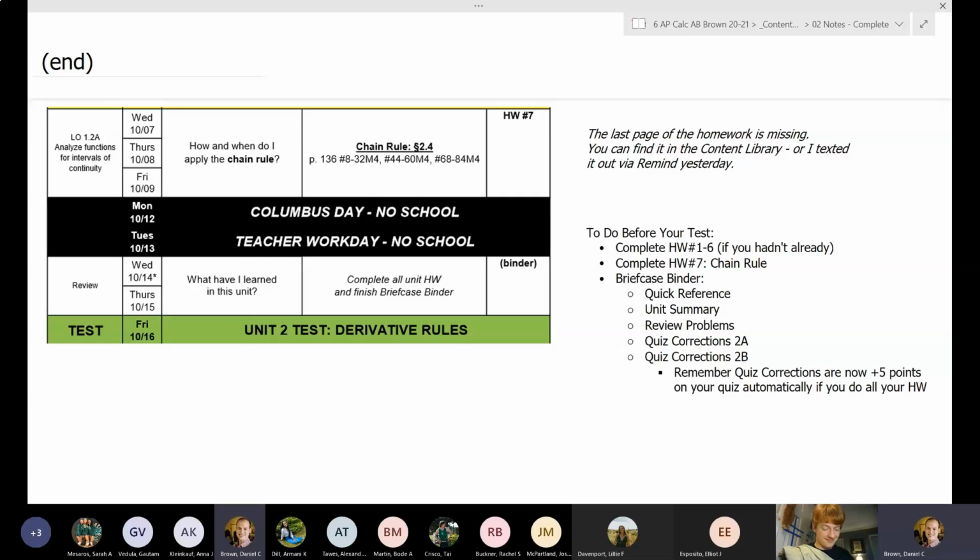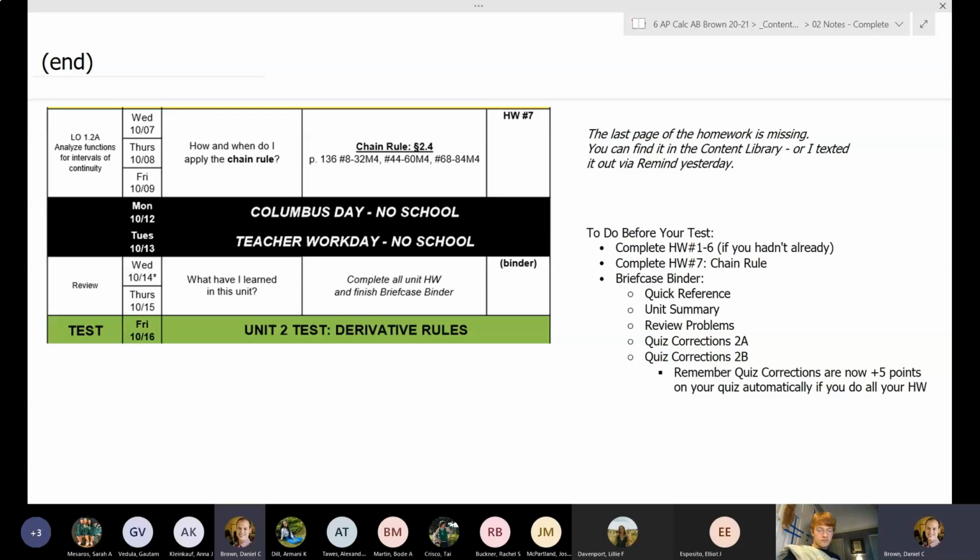There is the chain rule homework. It is posted in OneNote. Someone let me know that I did leave off the last page, so it's like the last 3 questions. If you are looking for those last 3 questions, I posted that page into the content library of OneNote, or I also just texted it out via Remind yesterday afternoon. Normally I would just say don't worry about them, but I did choose those 3 problems for a reason, because they do have some good types of problems that I need for you to review for those topics.